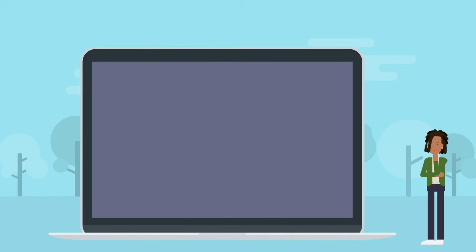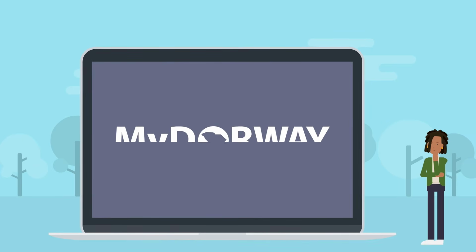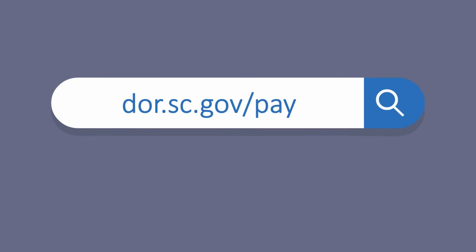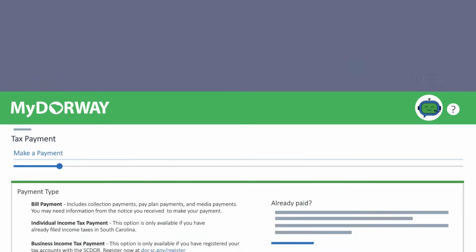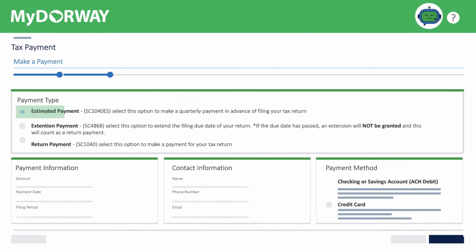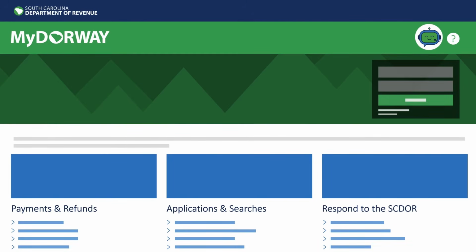The easiest way to make estimated tax payments is through MyDORWAY. You can make payments without logging into MyDORWAY by visiting dor.sc.gov/pay. Enter your ID number and legal name and select Individual Income Tax Payment and then Estimated Payments. If you have a MyDORWAY account, you can make payments after logging in, which tracks and saves your payment history.